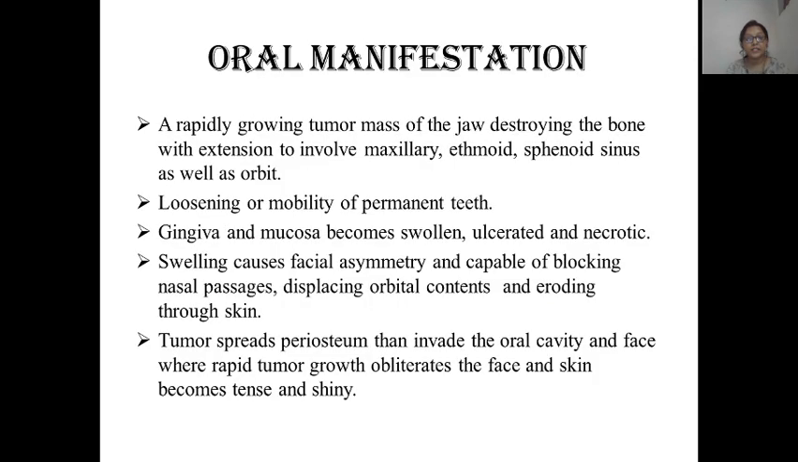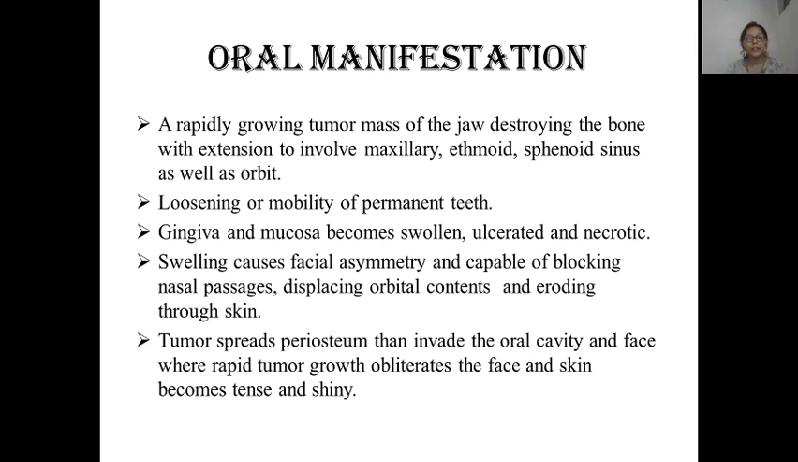Now, the oral manifestations are a rapidly growing tumor mass of the jaw that destroys the bone, with extension that involves the maxillary, ethmoid, sphenoid sinuses as well as the orbit. Loosening or mobility of the permanent tooth is seen. Gingiva and mucosa become swollen, ulcerated, and necrotic, and swelling causes facial asymmetry, and it is capable of blocking nasal passages, displacing the orbital contents, and eroding through the skin.